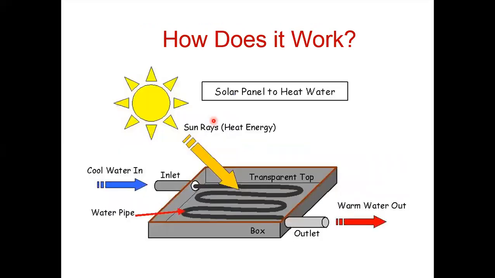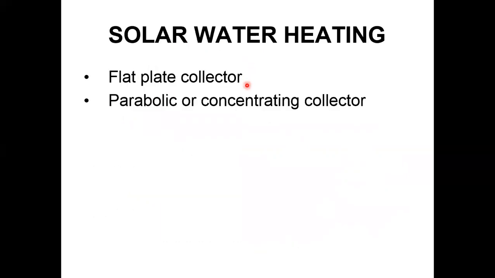So now we are discussing solar thermal energy. How does it work? The solar panel is used to heat water. Sun rays carry heat energy, so it will be carried here. Water tubes are available, and there is a transparent top. This is the box. Then cold water will enter here, and finally we will get the warm water out, that is the hot water out, due to the heating of these tubes. For solar water heating, we can use the flat plate collector, and we can also use the parabolic or concentrating collector.